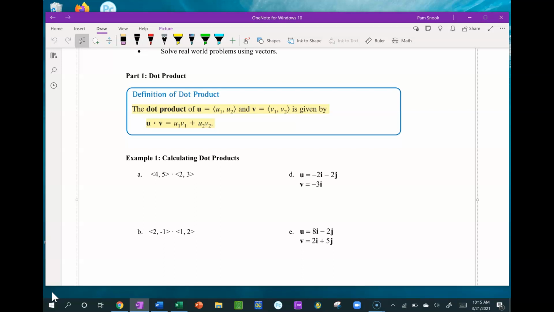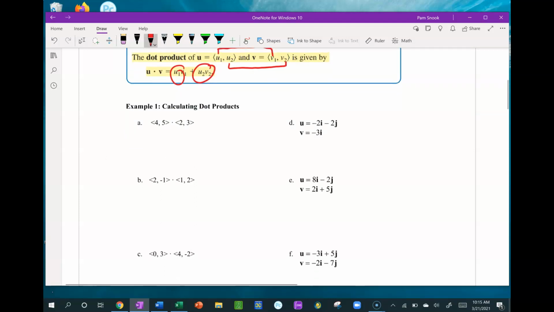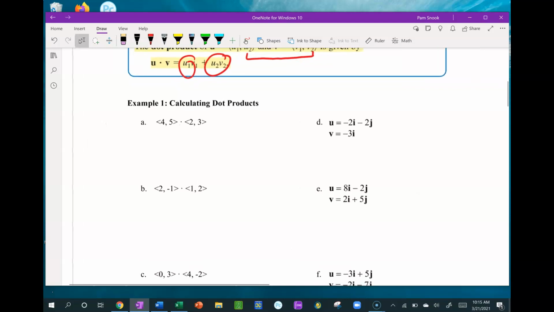So dot product is a way to multiply two vectors together. And what you do is you take the horizontal components, multiply those together, and then you add them to the vertical components, multiply those together. So all you're going to do is multiply those components and then add them together. So let's do a couple examples of this.